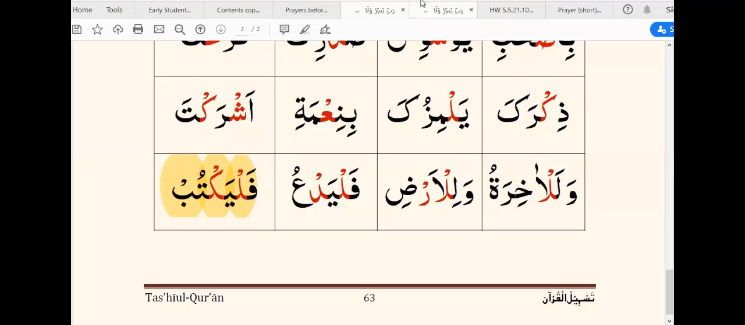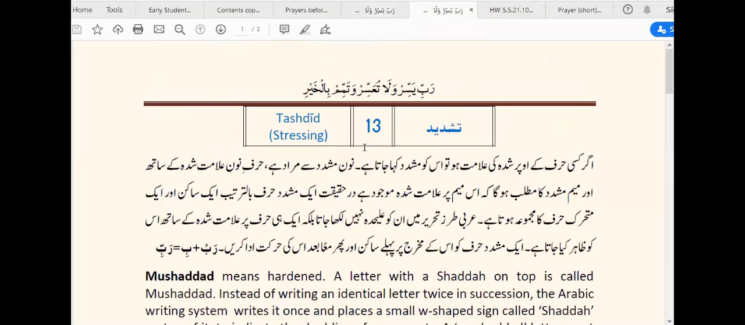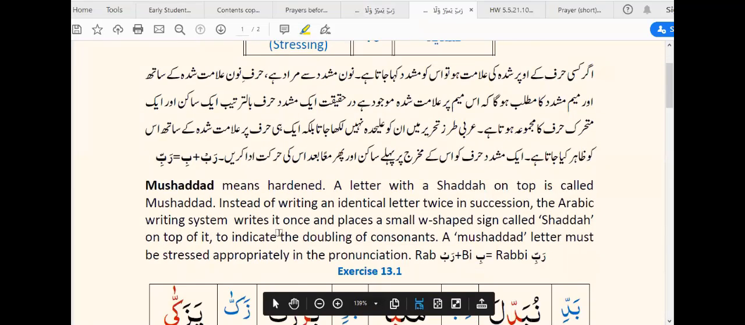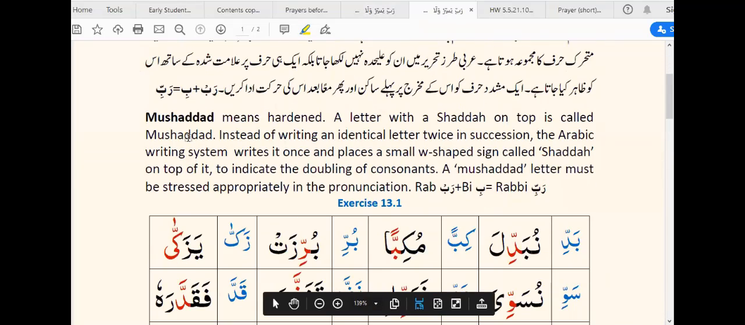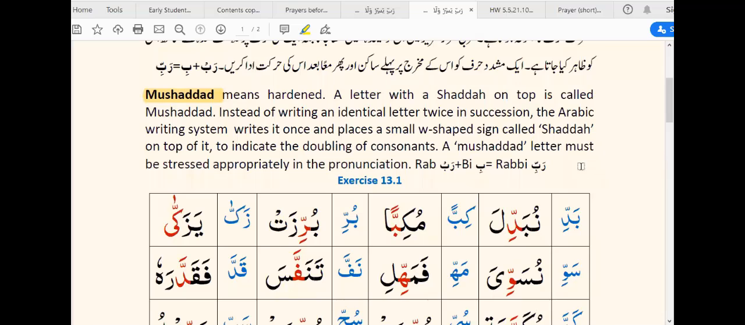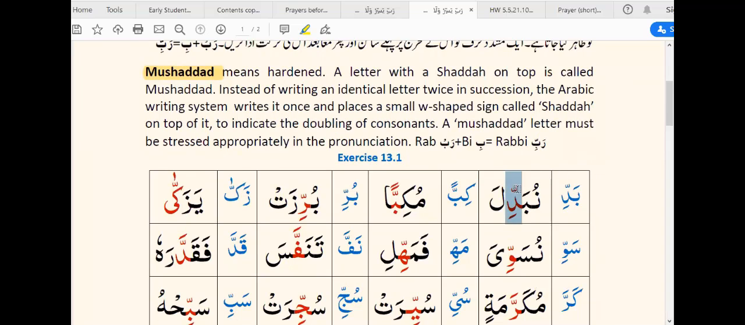Okay, so now we're going to move on to the next lesson. The next lesson is the Tashdid lesson, which you did on Friday, if you remember. So we're going to revise it first. Whenever a letter has a Tashdid on top of it, that letter is known as a mushaddad letter. A Tashdid looks like this. It is a small W shaped sign. This sign is known as shadda or Tashdid.